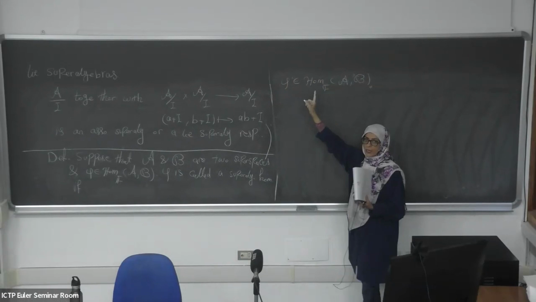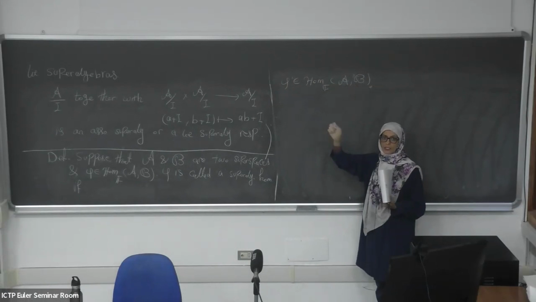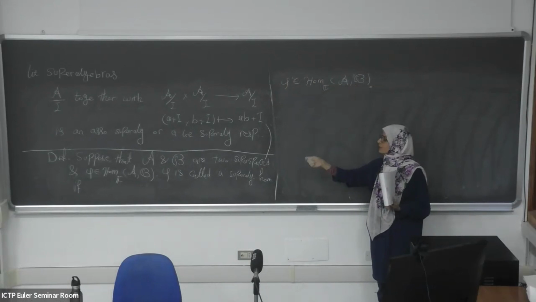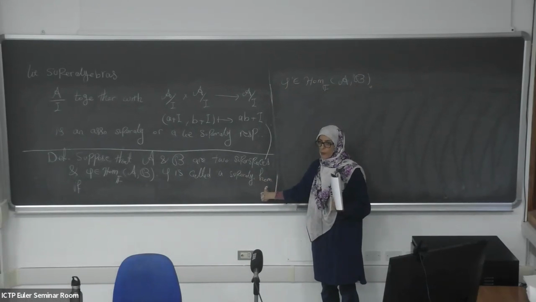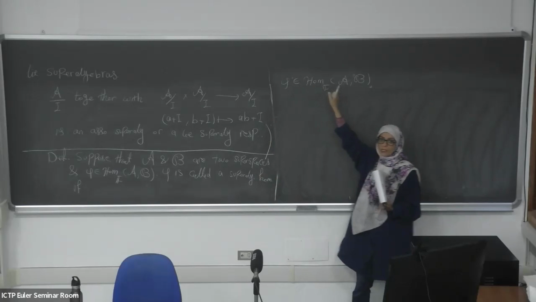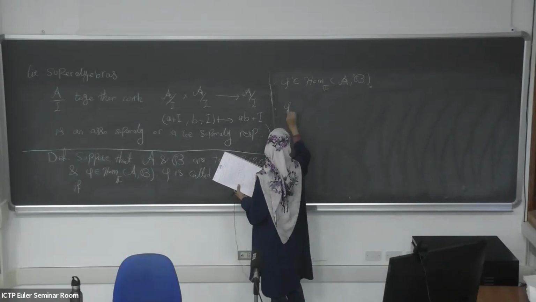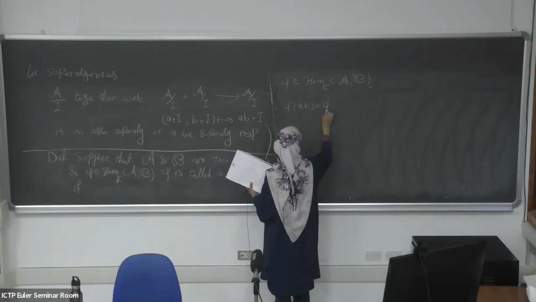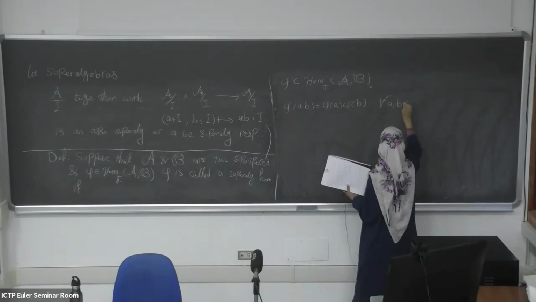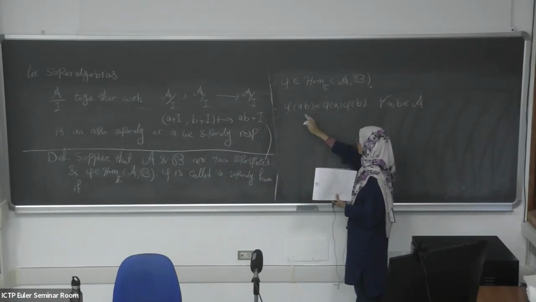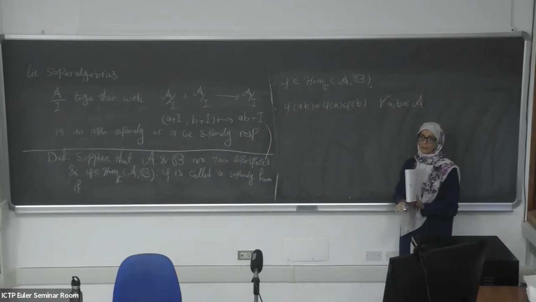You remember, Hom(A, B) is a superspace. There are some odd parts, there are some even parts. And when we say that we have a superalgebra homomorphism, at first this phi must be of degree 0. Okay? And then phi(AB) equals phi(A) phi(B) for all A, B belonging to A. And you know that this product is the product in A, and this product is the product in B.